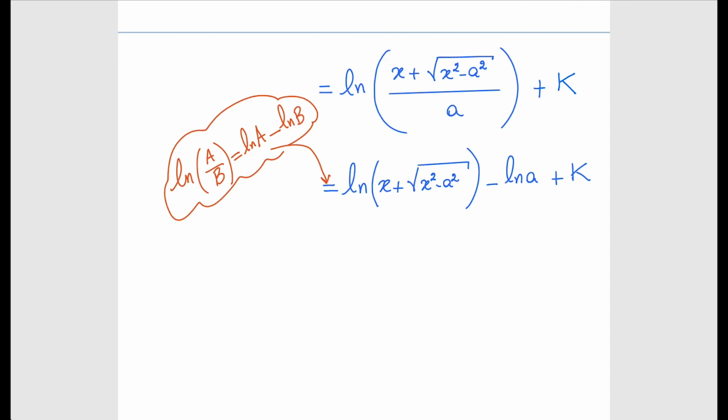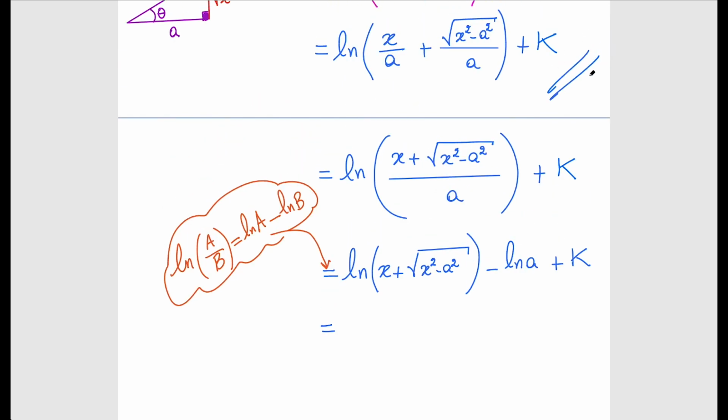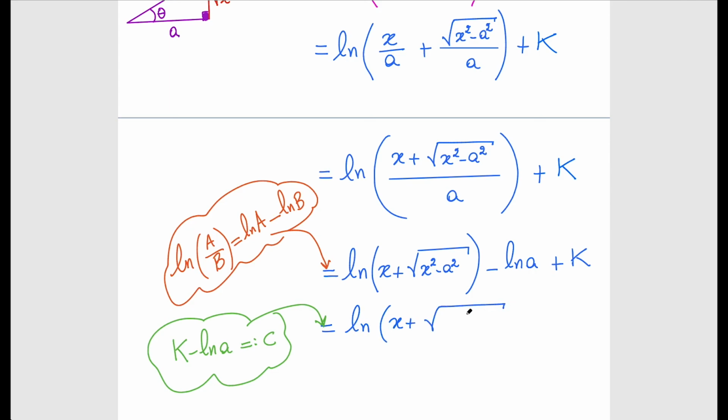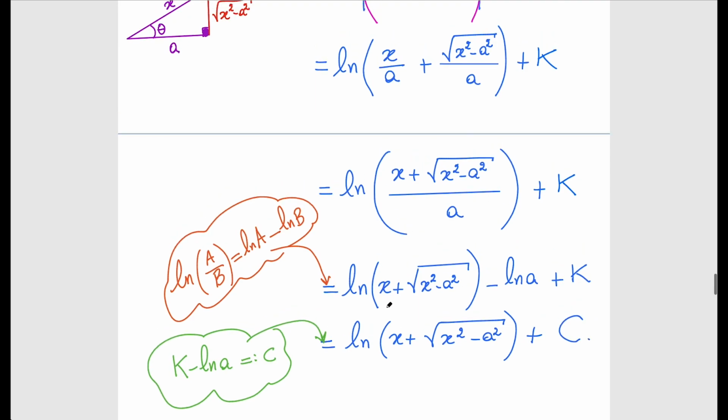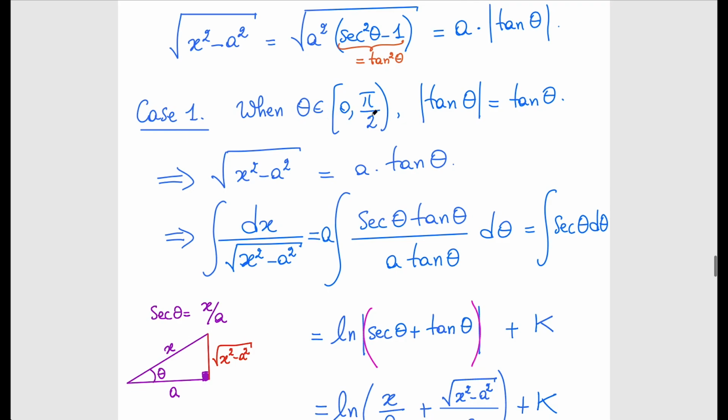Keep in mind that this is a full answer all the way to here. I'm just giving you a better representation of the final answer. Since k is an arbitrary number, k minus ln of a is also arbitrary, so I can rename k minus ln of a to be a new constant, call it c. And since k was arbitrary, c becomes arbitrary too. So we get ln of x plus the square root of x squared minus a squared, plus that c. Okay, so this is the result in case 1 where theta was considered to be here.